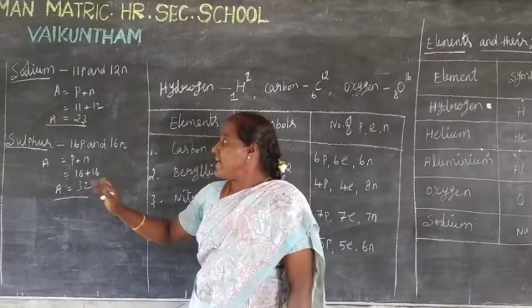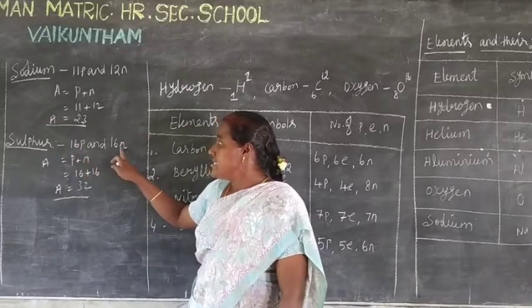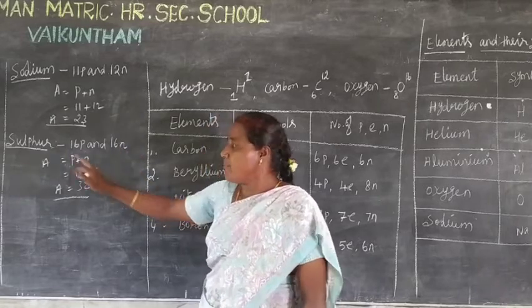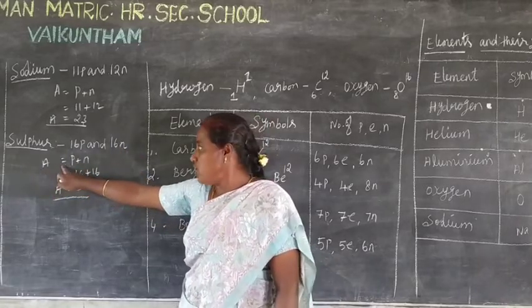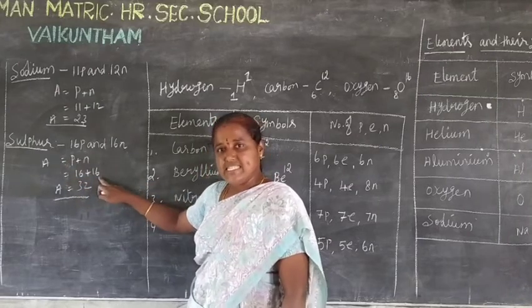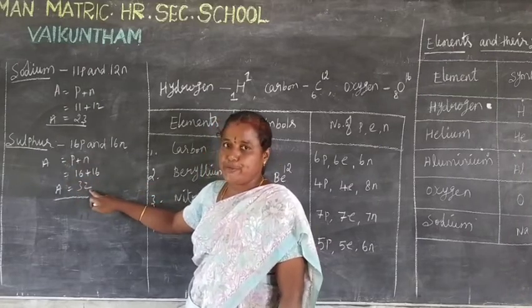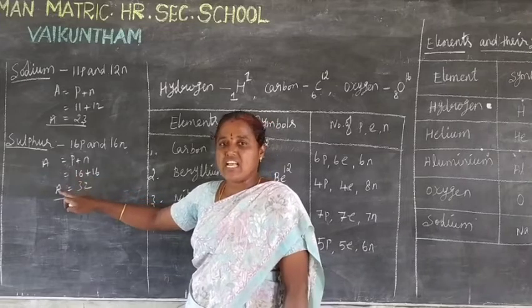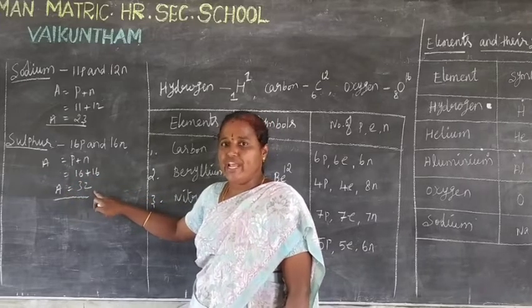A sulfur atom contains 16 protons and 16 neutrons. Atomic mass of sulfur atom is equal to number of protons plus number of neutrons, that is 16 plus 16 is equal to 32. Atomic mass of sulfur is 32 units.